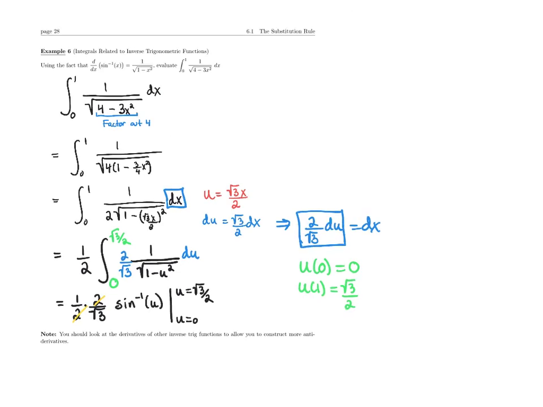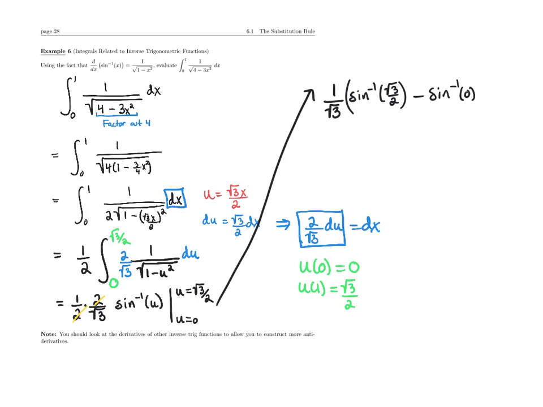So I got a little sloppy with my u substitution, so I'm going to just go up here to do the rest of my work. So I have 1 over the square root of 3, and then I have inverse sine of root 3 over 2 minus inverse sine of 0.